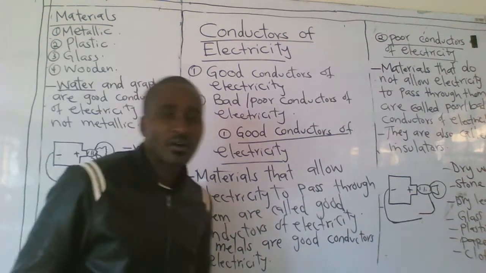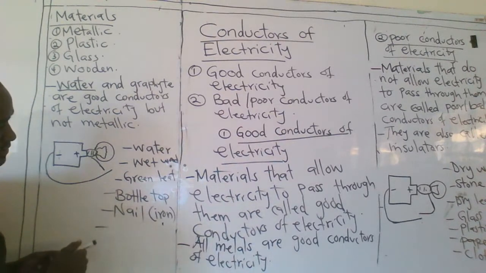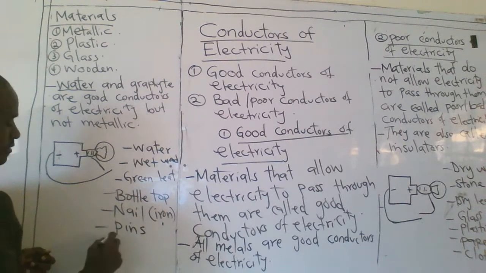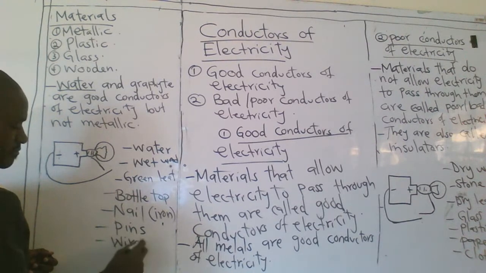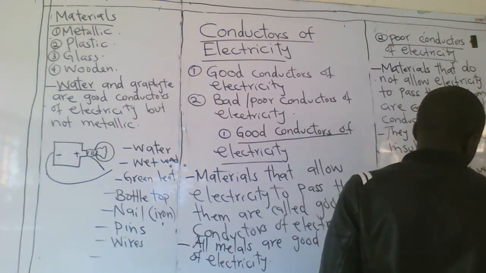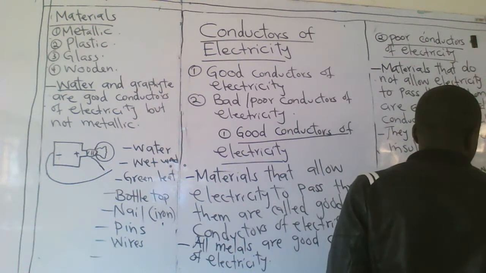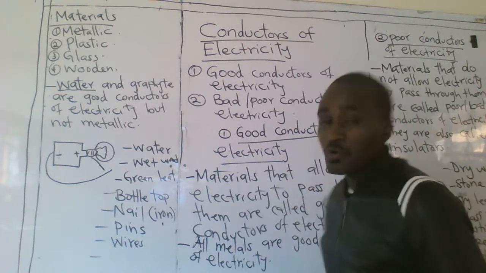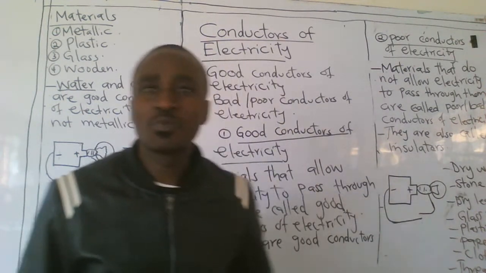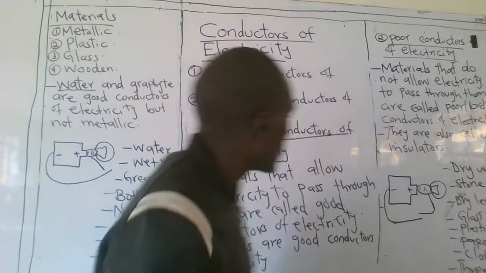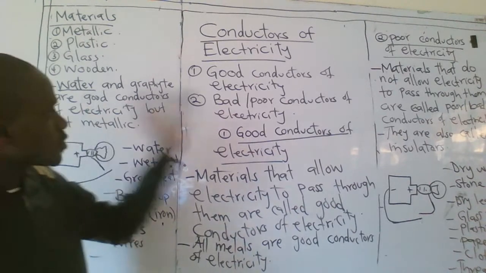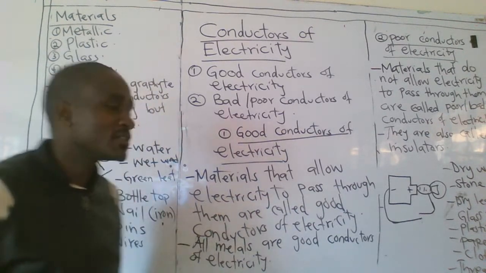We can add things like pins on this side. We can also have wire on this side. We also have things like thread. So we can start our investigation in finding out poor and bad conductors of electricity and also good conductors of electricity.